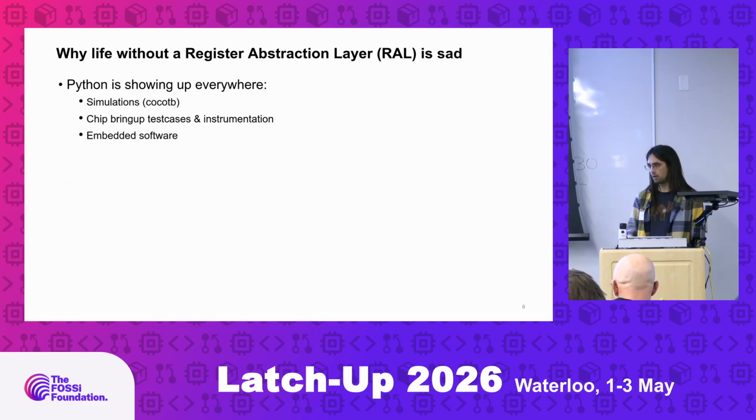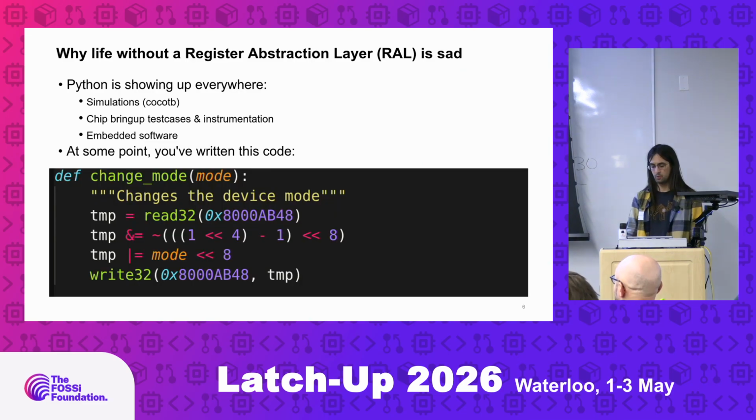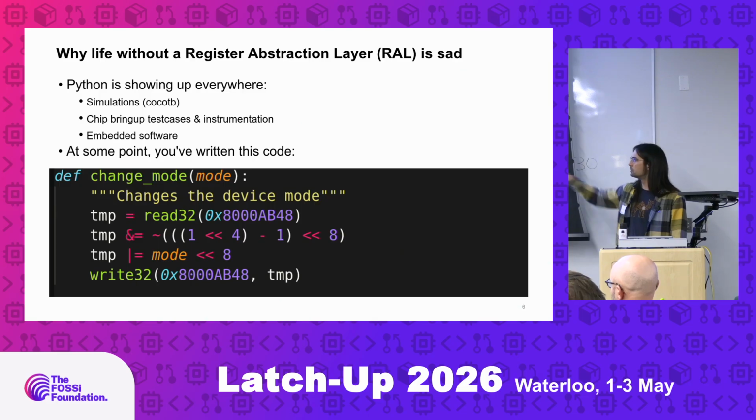So without a RAL, you probably would have written some code like this. We've just created a small abstraction. We have a change mode function, and it takes in some integer. If you read this, you might say, oh yeah, I see what's going on. We're reading a register, masking out the old value, and then ORing in bitwise the new value, with some shifts and bit fiddling, and then you write it back. So, pretty standard read, modify, write.